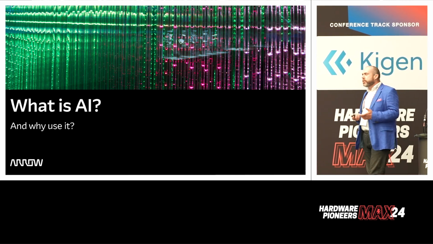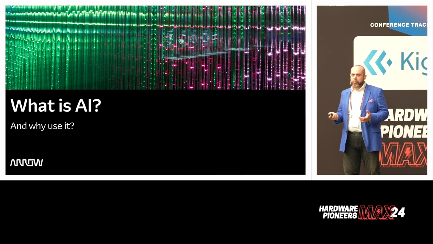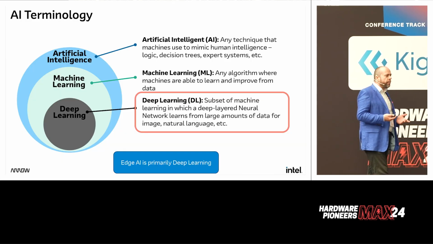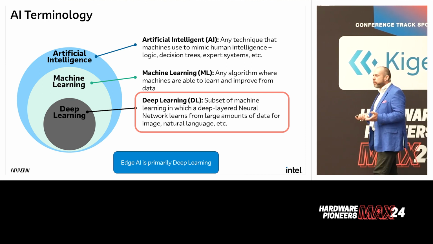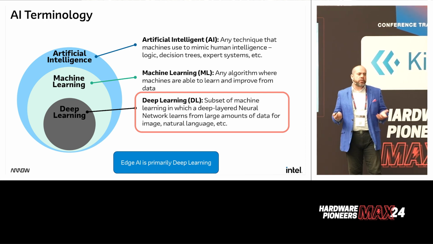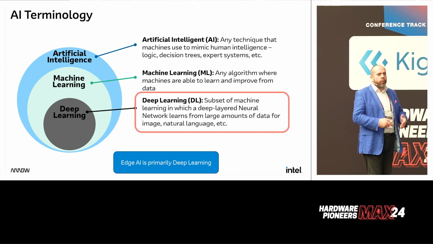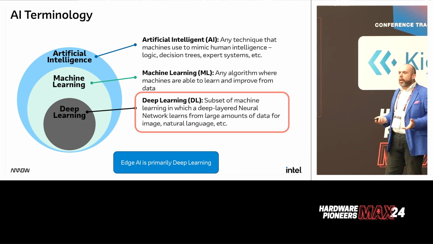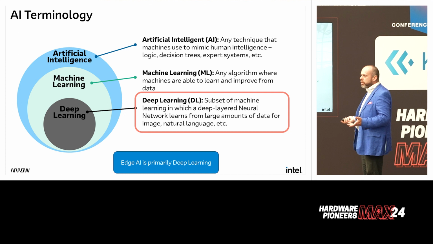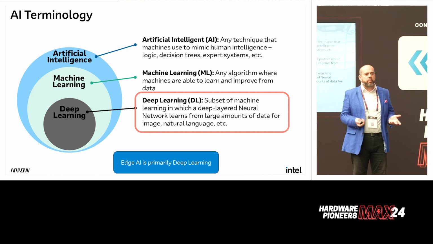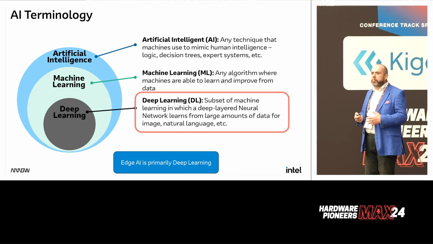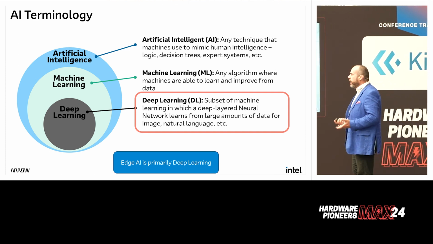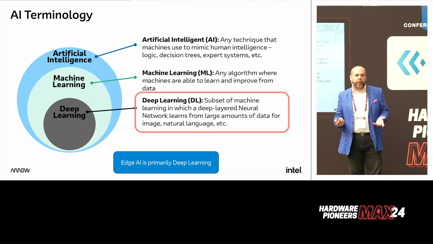So AI is a lot of different things to a lot of different people. But today, really, what I'm interested in is deep learning. I'm sure all of you have probably seen this graph before, but just to very quickly summarize it. AI is the huge topic of anything that a machine can do that mimics something that a human could do. That could be a really simple decision tree or something slightly more complex.